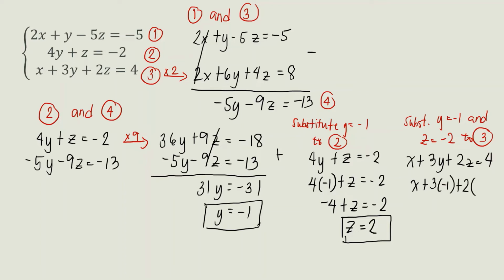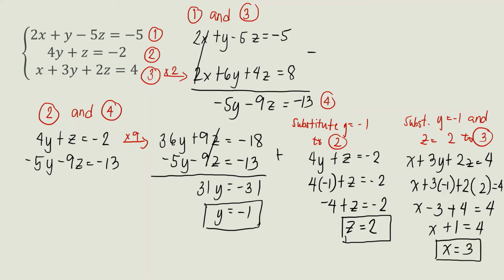So you will have x, 3 times negative 1 is negative 3, 2 times 2, your z is, sorry about this, your z is positive. Why did we write it negative? Okay, let's continue. So you will have positive 4 is equal to 4. So negative 3 plus 4 is 1. So you will have x plus 1 is equal to 4. So your x is equal to 3.